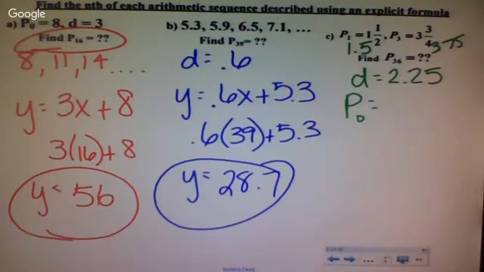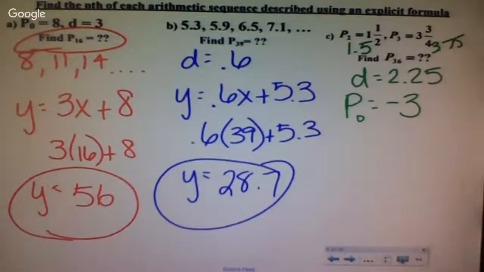You said negative 0.75. That's P sub 1. You need P sub 0. Be careful. P sub 0 is negative 3. You needed to go 2 spaces backwards.